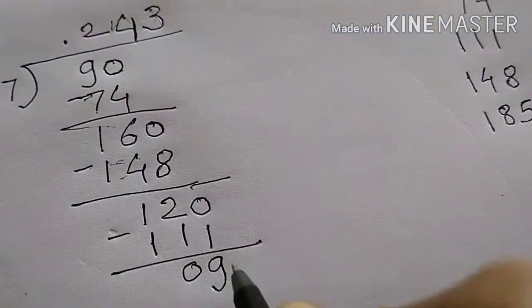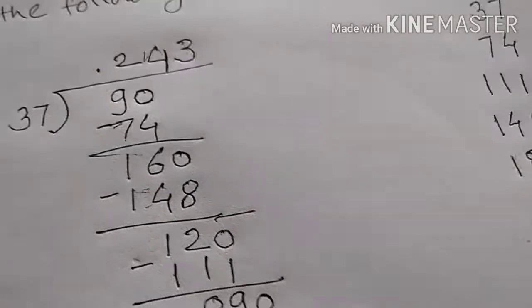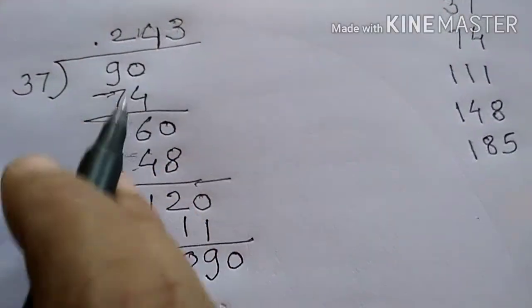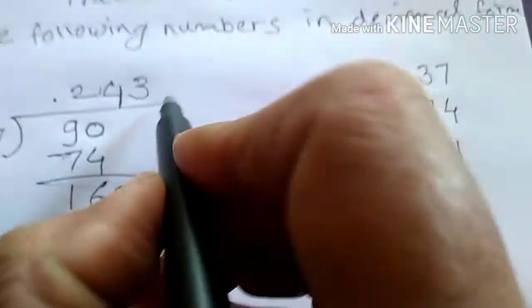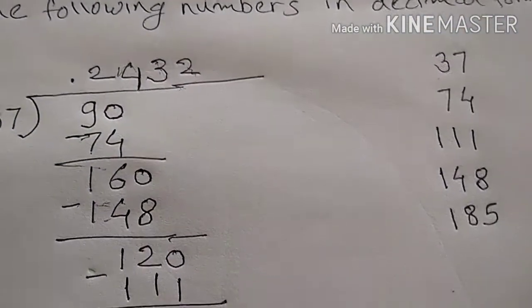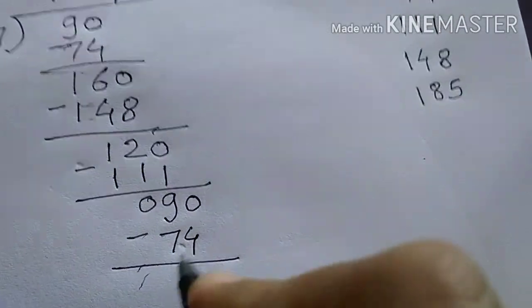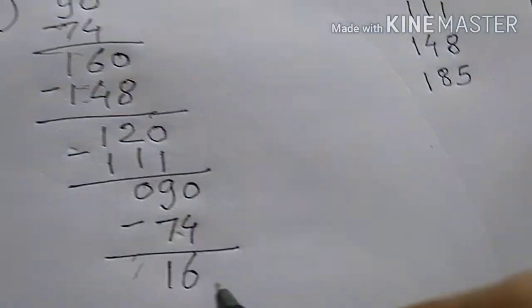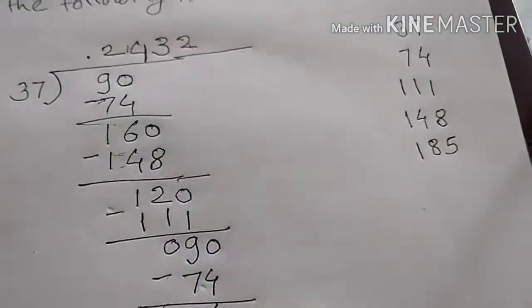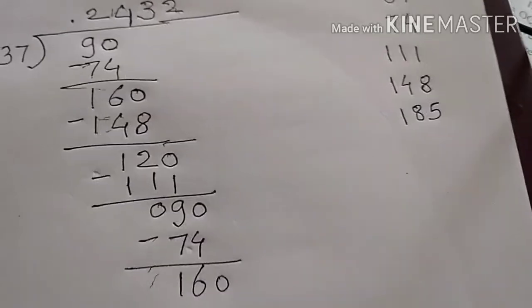Means again when we take it further 0, the same answer will continue. Again 37 into 2, 74, minus, 16, further 0. The remainder does not come to 0.